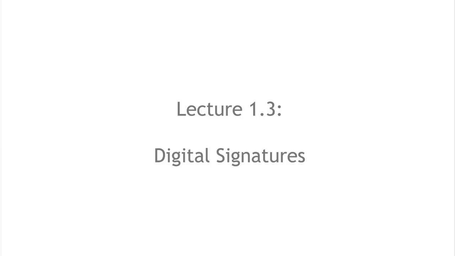In segment 1.3, we're going to talk about digital signatures. This is the second cryptographic primitive, along with hash functions, that we need as building blocks for the cryptocurrency discussion later on. A digital signature is supposed to be just like a signature on paper, only in digital form.